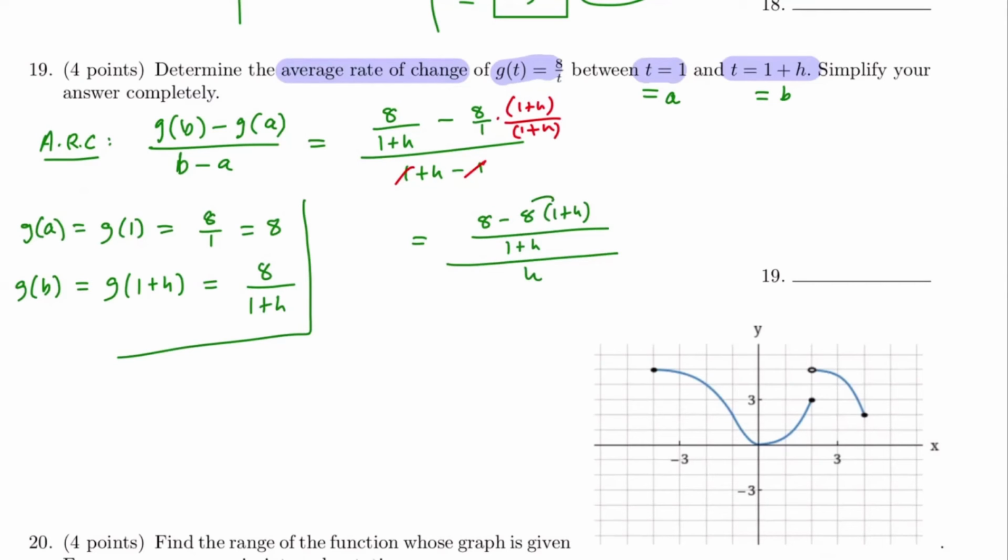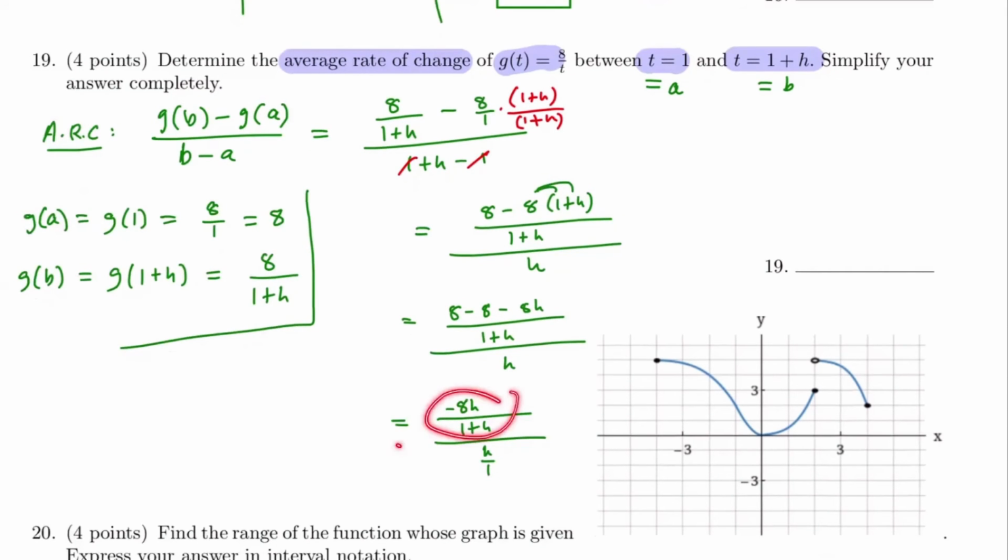And now here we distribute out the negative 8. So that's going to give us 8 minus 8h over 1 plus h, over h. And then here again, we see these will cancel out. You'll be left with negative 8h over 1 plus h, over h. Now here I can flip: I keep the first fraction, I change this division to multiplication, and I reciprocate that.